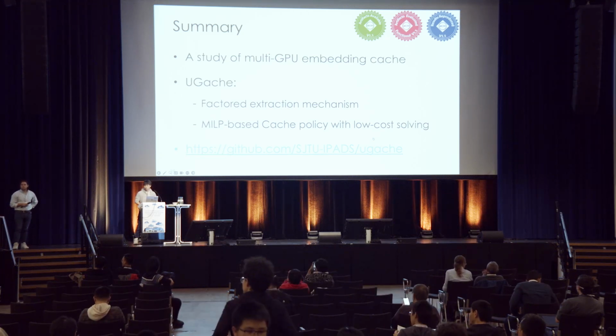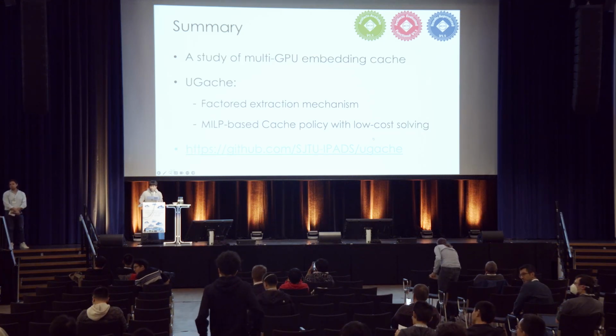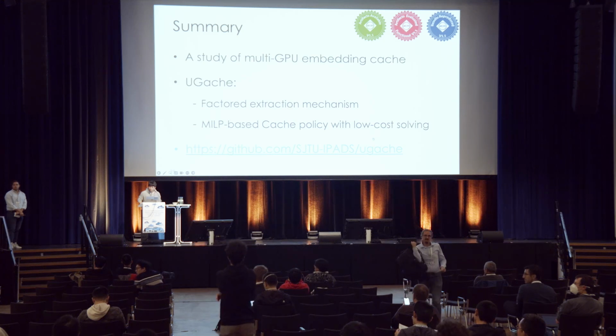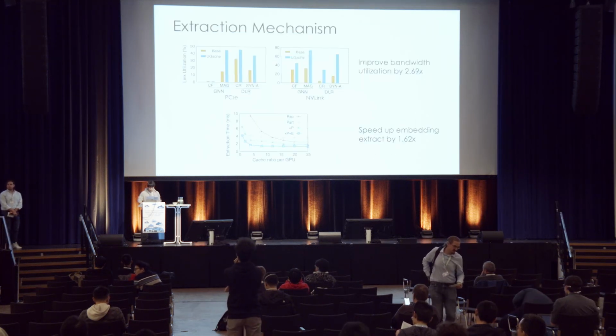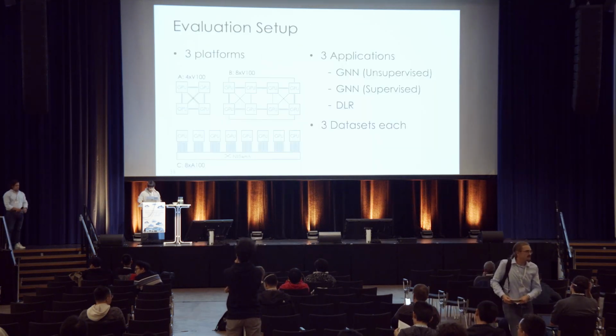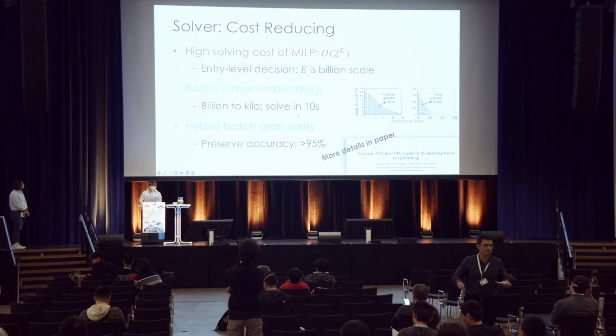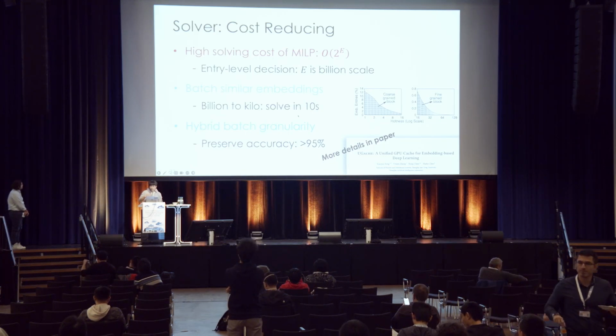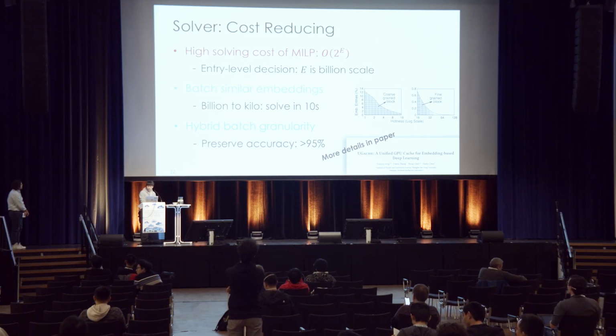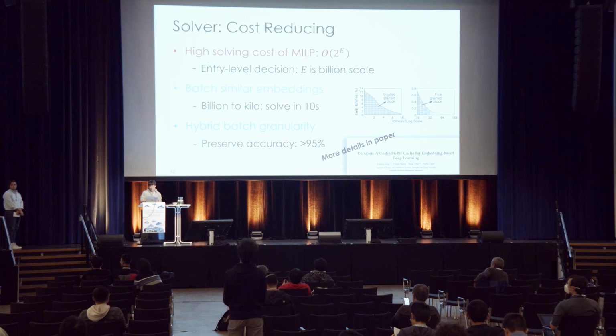Hi, I'm Saurabh from University of Wisconsin-Madison. You said somewhere that you're going to batch embeddings based on similarity. What sort of similarity metric are you talking about? Can you rephrase your question? So you say batch similar embeddings. What is the metric for similarity? We define similar as the entries with similar hotness, i.e. access frequency.